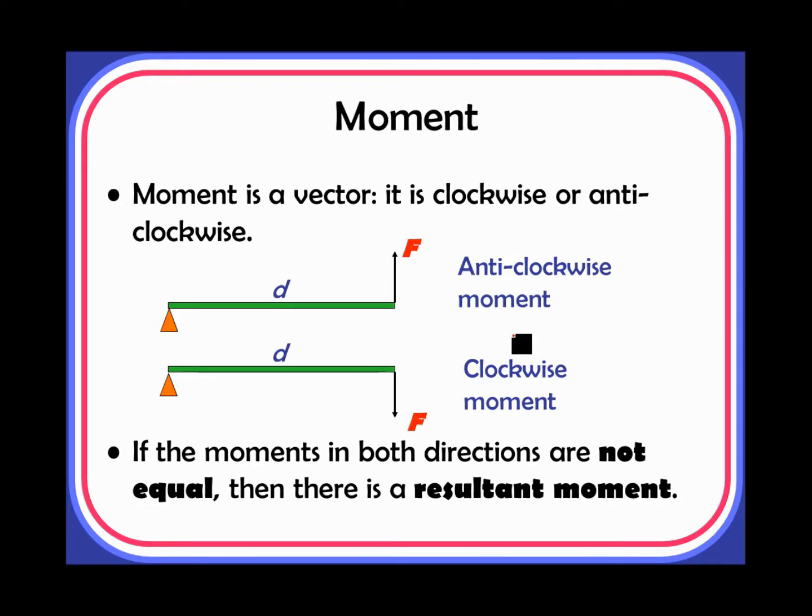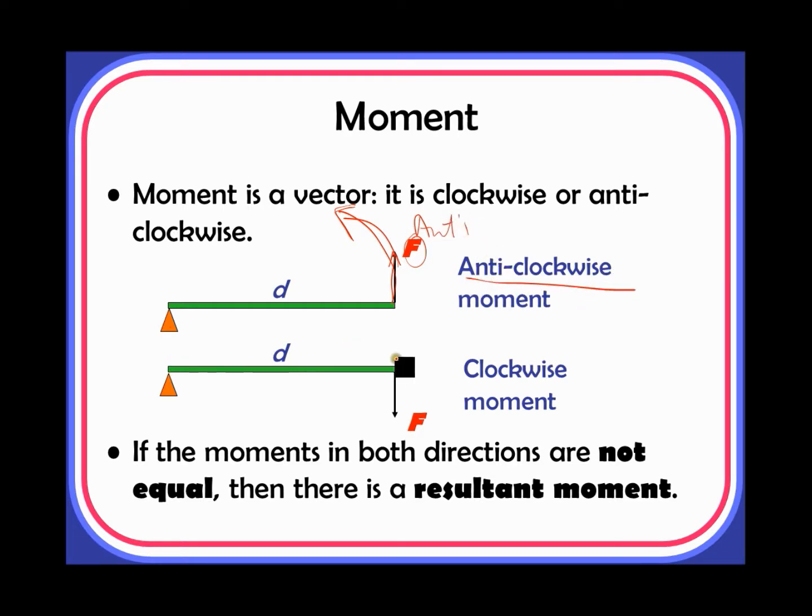There are two types of moment, namely clockwise and anti-clockwise moment. So moment is a vector because it has direction. Let's take a look at this example whereby there is a force exerting upward on the bin. This is where the pivot is. You always turn towards the pivot. So this will provide an anti-clockwise moment.